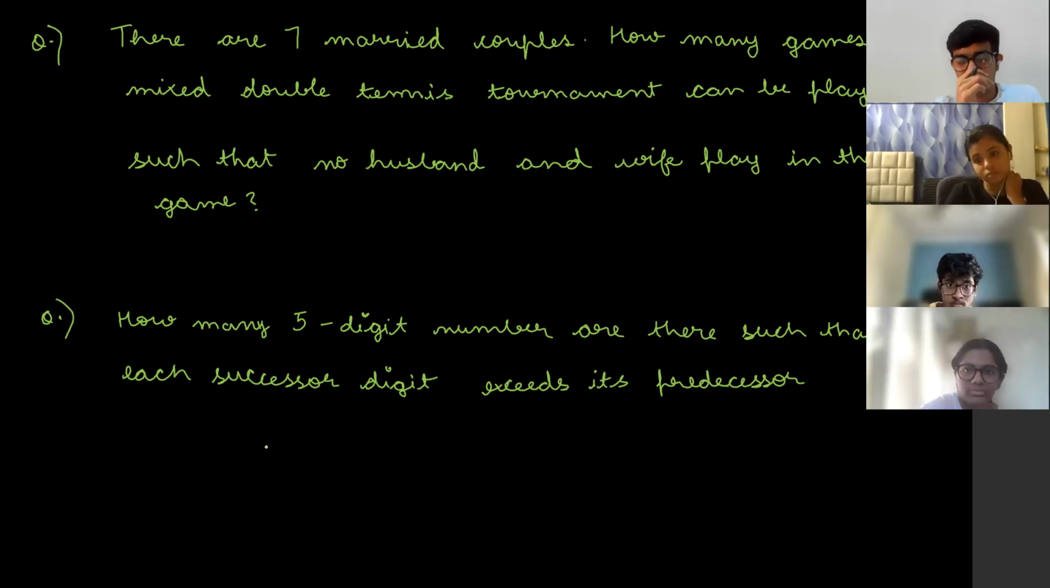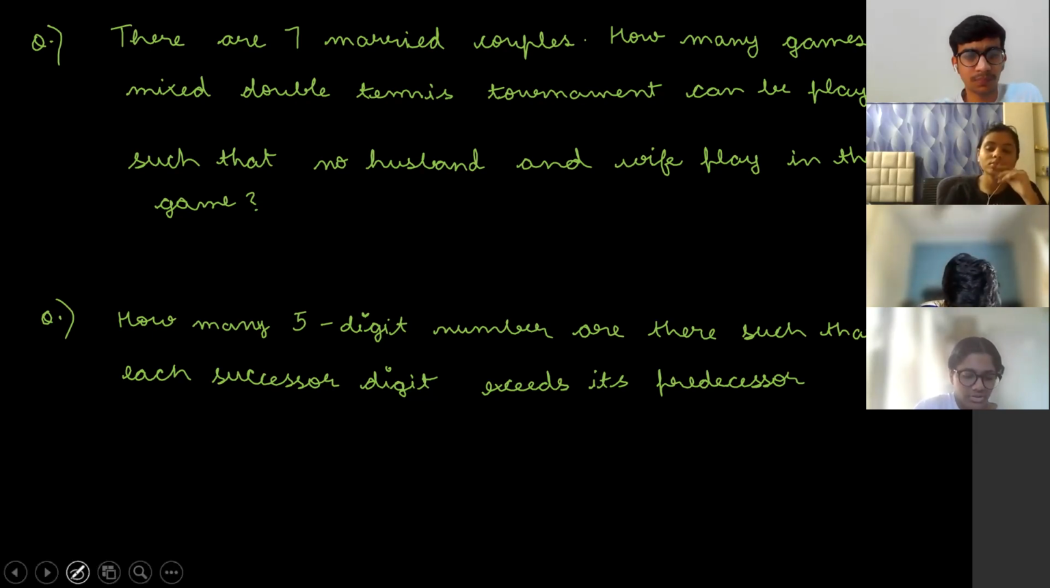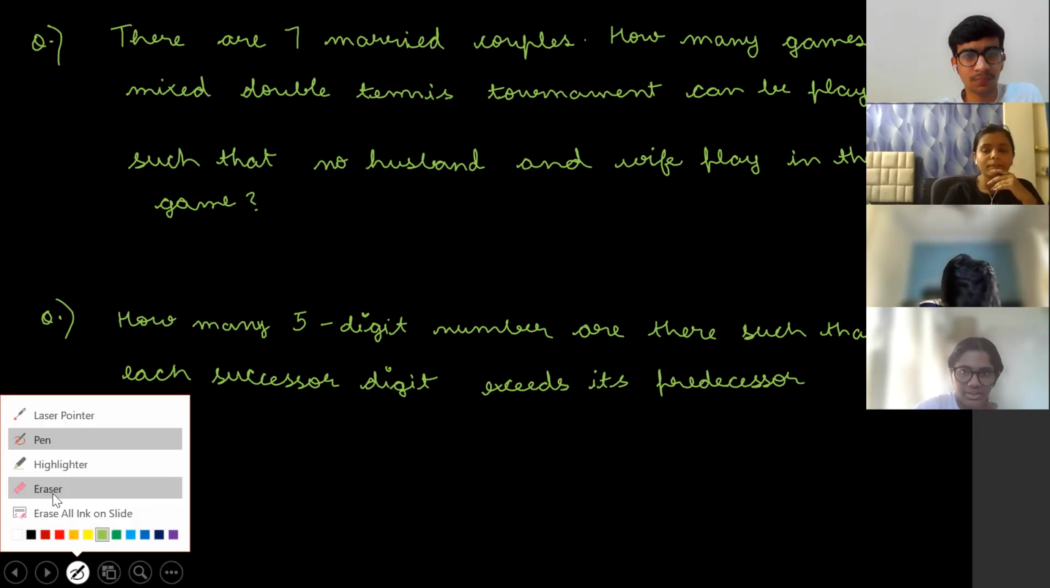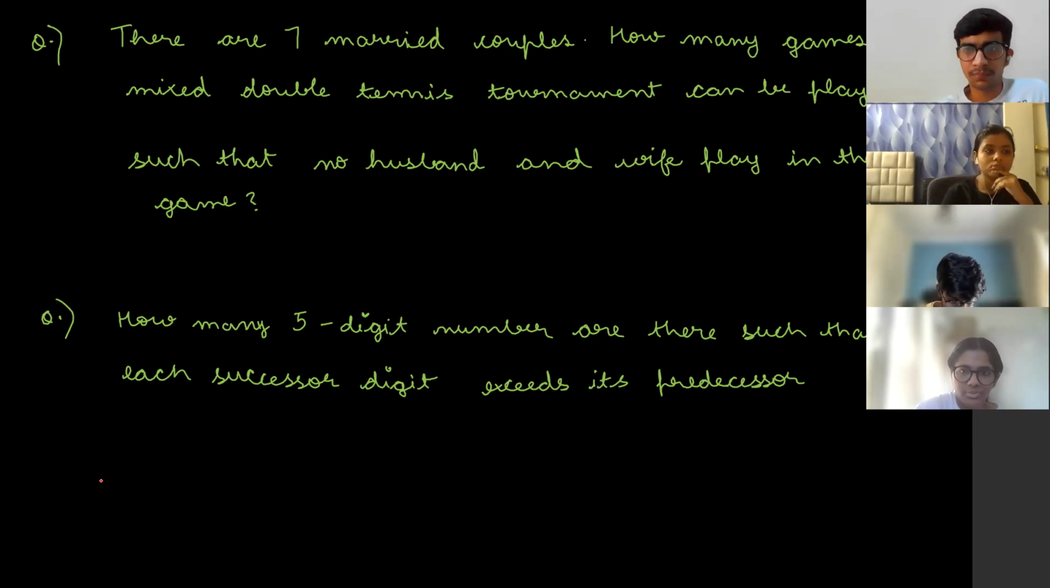Ritu, explain me your answer. So there's like 14C2 ways of selecting people for the tennis tournament. And there's 7 combinations that you can't use, so that the husband and wife can't play in the same game. Like 7 pairs. So 14C2 minus 7.